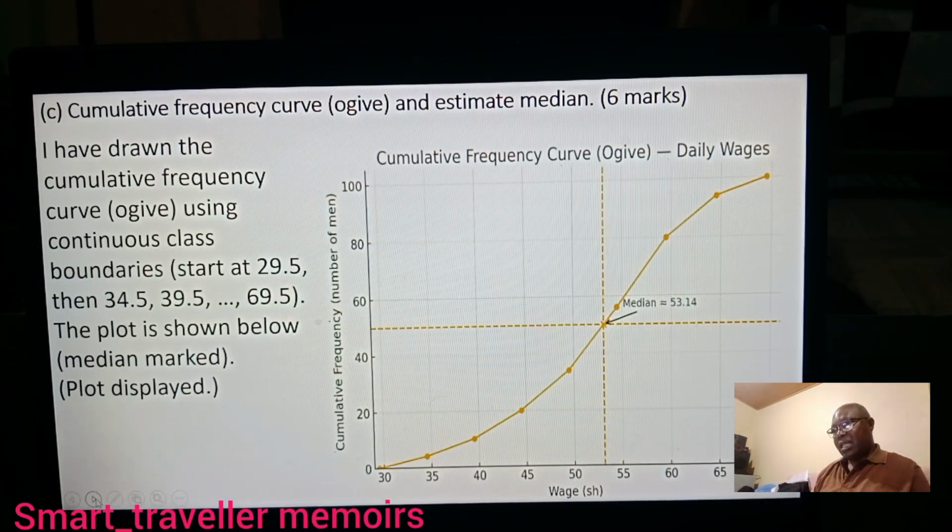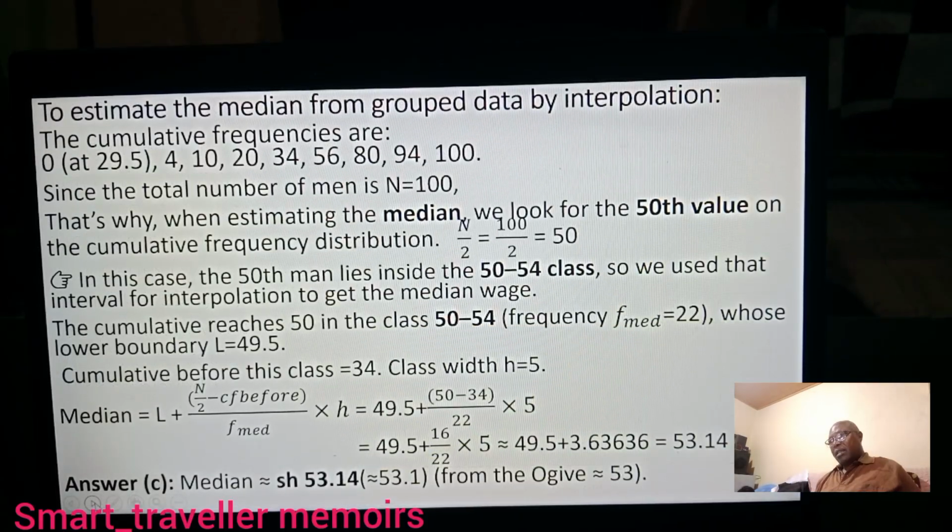Median is marked and the plot is displayed. So if you look at the graph, the y-axis is cumulative frequency, number of men, and the x-axis is range in shillings. You can see the curve is met when you draw a line from the 50th mark towards the curve. Then you drop that line downwards, and then you read the range. All right.